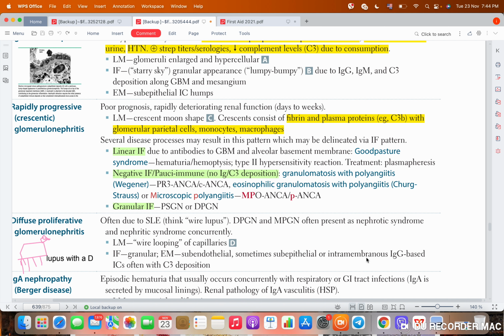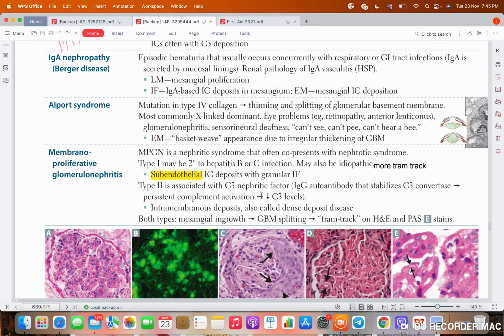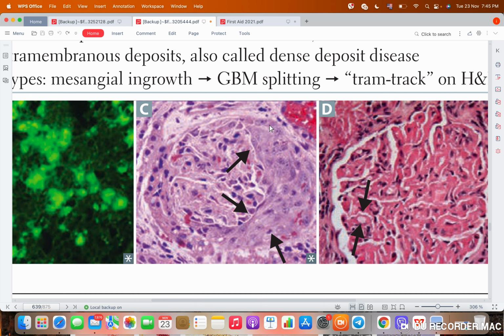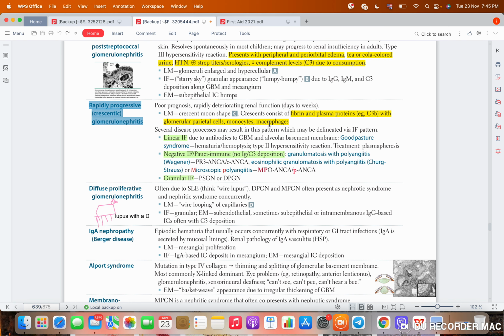Okay, so the next pathology is something called rapidly progressive crescentic glomerulonephritis. You are like, okay, what is a crescentic? Well, it's the shape of the form in the glomerulus. I hope they have a picture of it. Oh yeah, here it is. Can you see the crescent here? There is a crescent, and that crescent is super important because they will ask you about it.